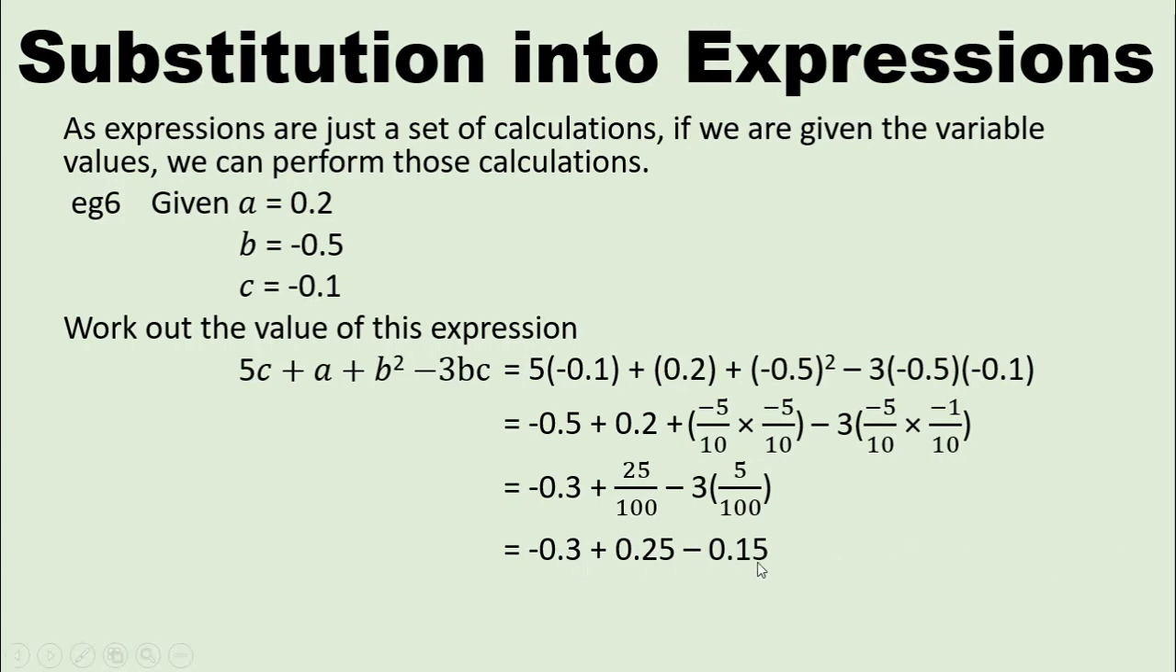Negative 0.3 minus 0.15, that would be negative 0.45. And if I add 0.25 to that, so becoming less negative, think of that as 0.45 minus 0.25, but it's still going to be in the negatives. That'd be 0.2. So negative 0.2.